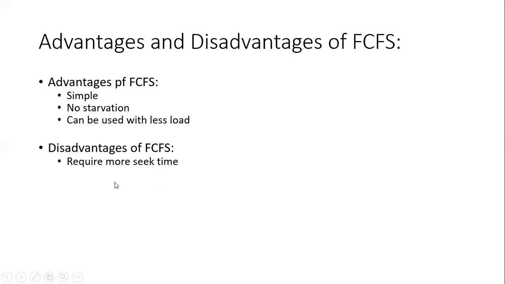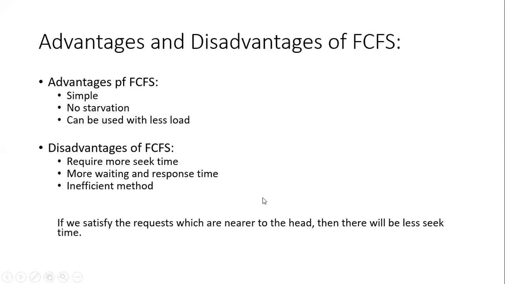And of course, the disadvantage is that it requires more seek time. Because the request might be at track number 1, the second request might be at track number 199, and the third one might be at 3. The head has to move from 1 to 199, and from 199 to 3. You can see lots of movements, so it requires a lot of seek time. More seek time means more waiting time and response time. That's why it is an inefficient method, right?